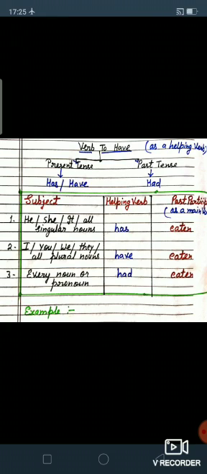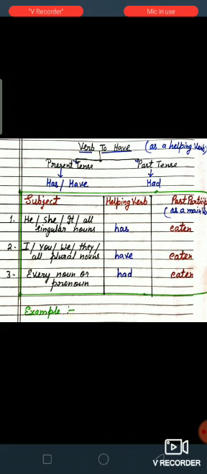As you can see in the chart given here, he, she, it and all singular nouns take the verb has with the main verb, and I, you, we, they and all plural nouns take the verb have with the main verb in present tense. Third, had. Had is used with everything. Every noun or pronoun takes the verb had in past tense.